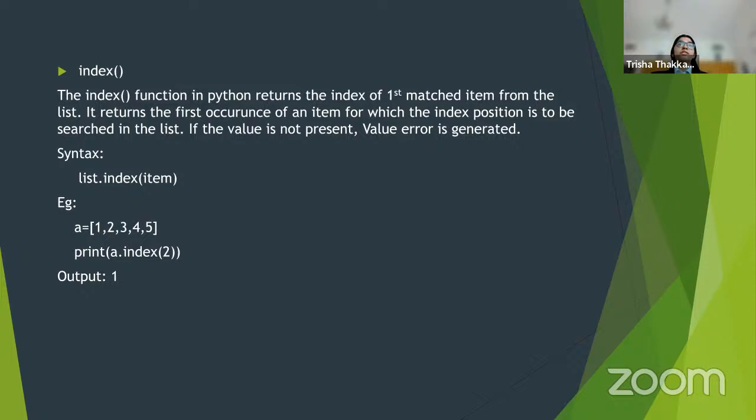The index function. This function returns the index of the first matched item from the list. It returns the first occurrence of the item, and if the value is not present, an error is generated. The syntax is list.index(item). And in this example, when we print a.index(2), the output is 1, since the index of 2 is 1.